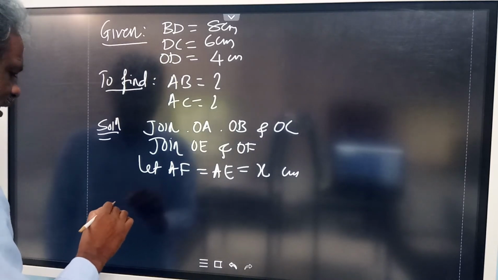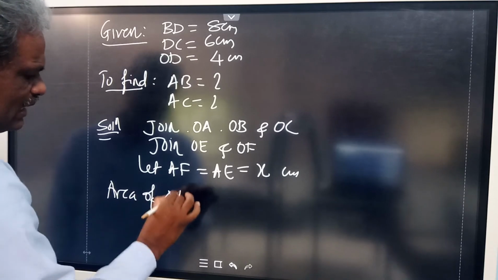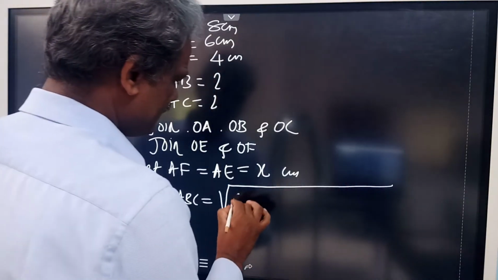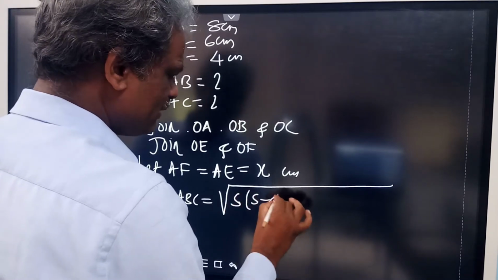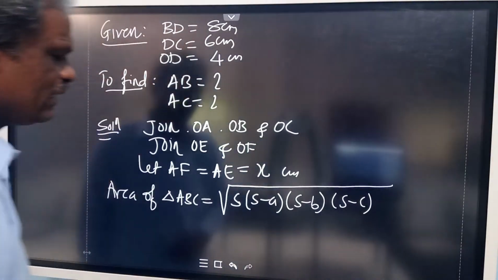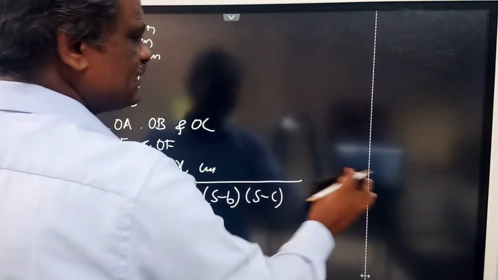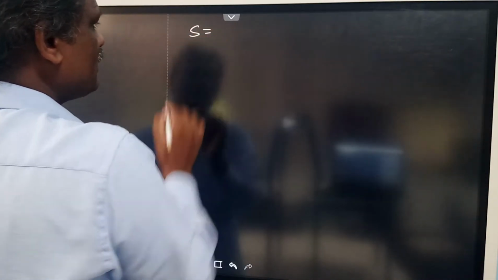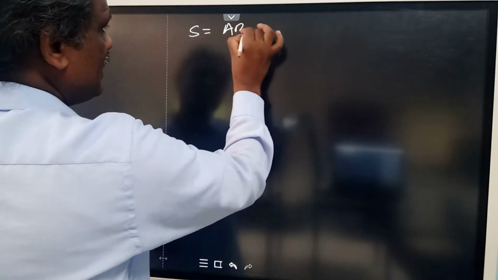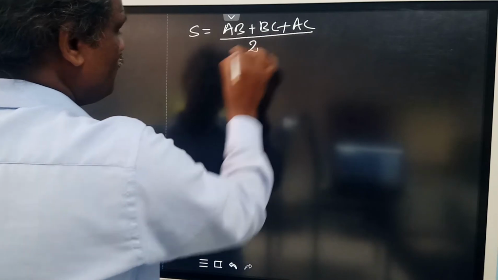Area of triangle ABC is equal to root of S into S minus a, into S minus b, into S minus c. So we have to use this one. Let us find out what S is here. S is the semi-perimeter. S is equal to the sum of all three sides, AB plus BC plus AC, divided by 2.